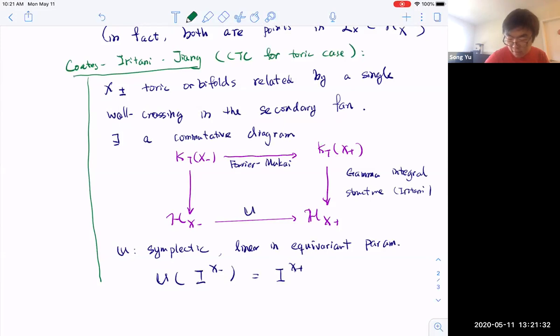And via the gamma integral structure, U is compatible with the Fourier-Mukai transform. So this is actually how they showed that U is symplectic, because the gamma integral structure preserves the K-theory pairing. So it respects the K-theory pairing and the symplectic pairing on the given cohomology spaces. And they have a version of this result for toric complete intersections as well. I'll not talk about it here.